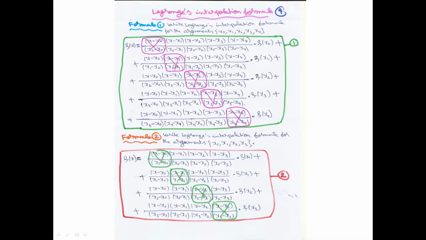Now come to the second term. In the second term, x1 minus x1 will give 0. Anything divided by 0 becomes infinity, so this entire term will vanish. For that reason, cancel that factor, remove that factor, and the factor quite opposite to that in the numerator.